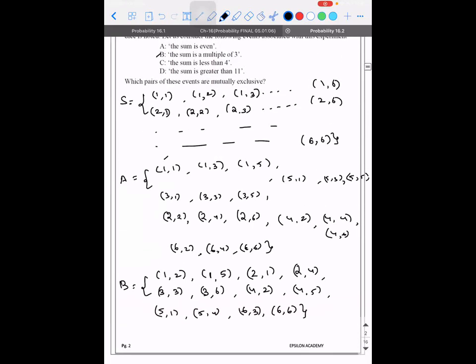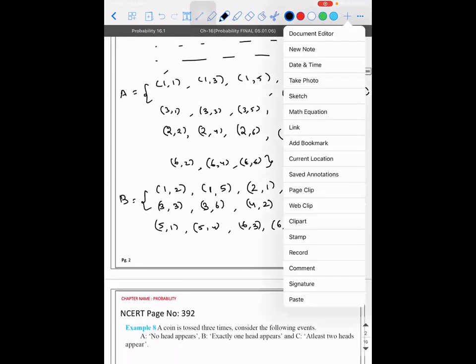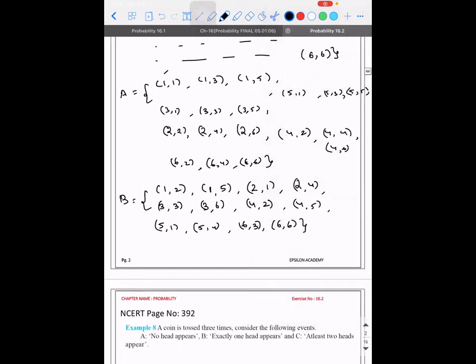Next. The sum is less than 4. So the sum is less than 4 means it is possible only with 1 and 2, because if you use 3, the next number will be 1. So, a slightly lengthy problem, but it's a good one.